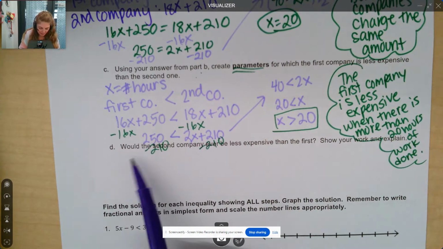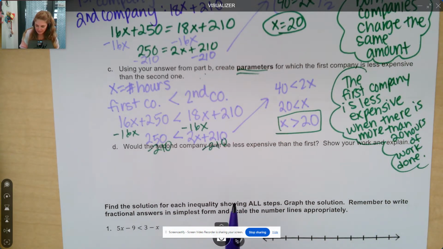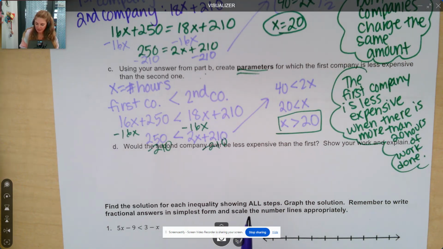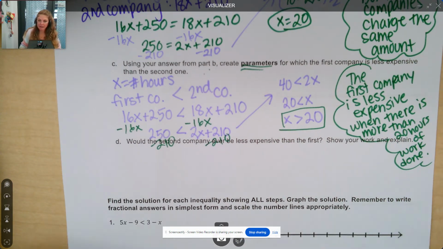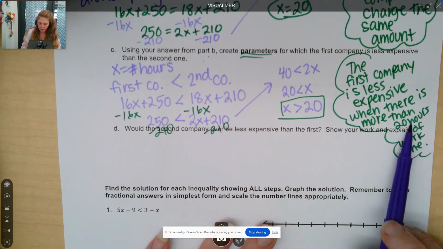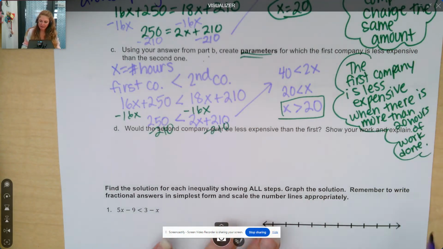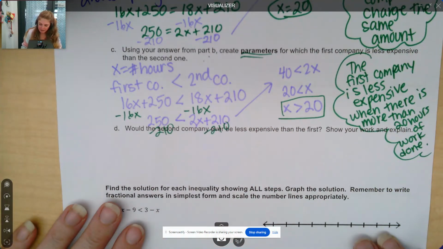And then it says, would the second company ever be less expensive than the first? Show your work and explain. Would the second company ever be less expensive than the first? Yes, it's when the number of hours is less than 20. So more than 20, the first company is less expensive. Less than 20, the second company is less expensive.